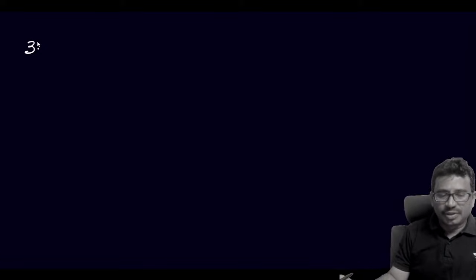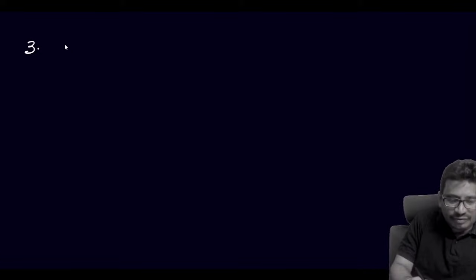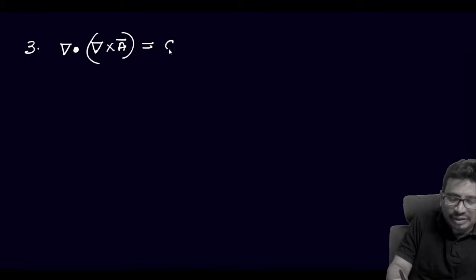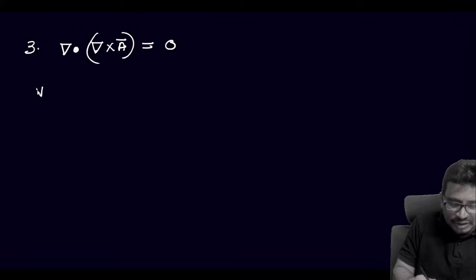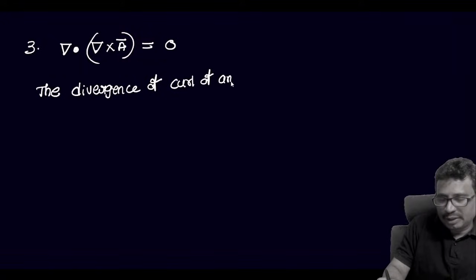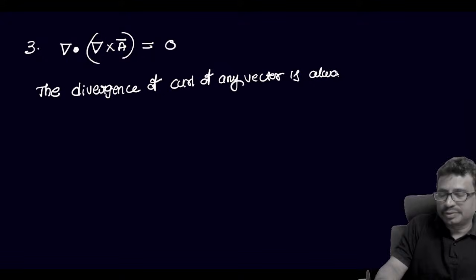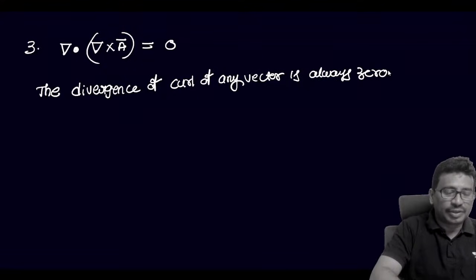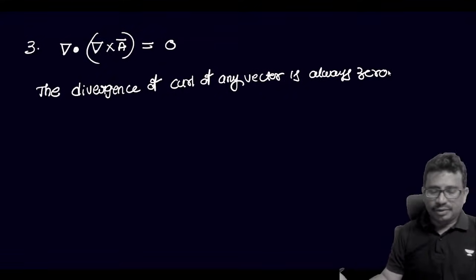Next, we have vector identities. One is the divergence of curl of any vector. The divergence of curl of any vector is always 0. This word statement is also important. The divergence of curl of any vector is always 0.